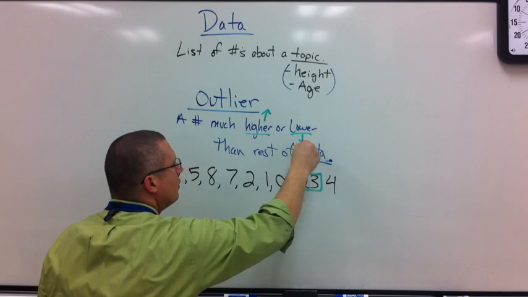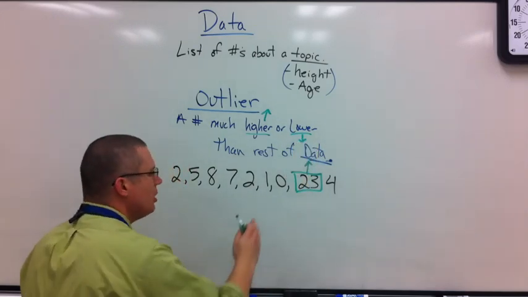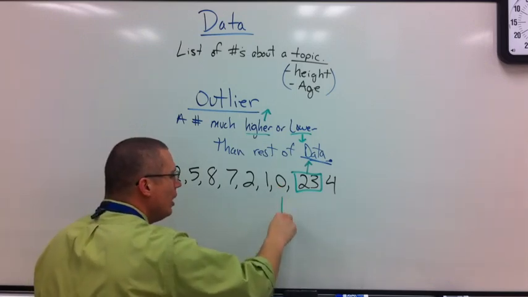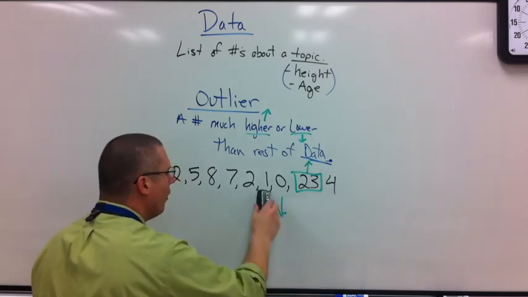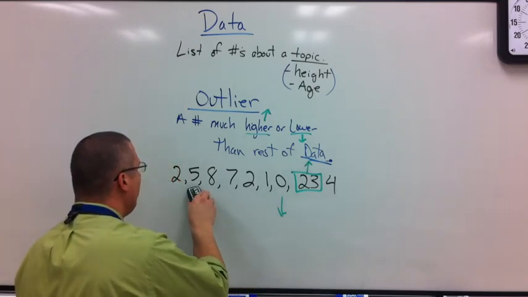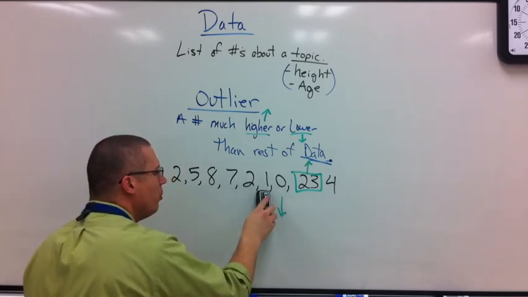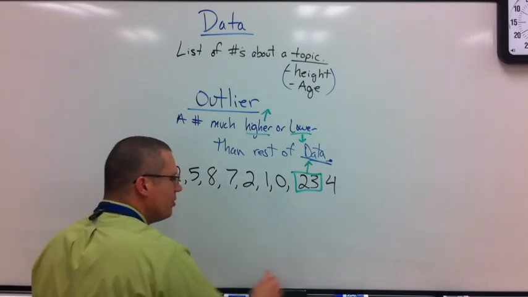or lower. It's not asking for the highest and lowest, because if I would go here and say, oh, 0 is an outlier too, it's very low. Yeah, but look at the rest of the data. 4, 1, 2, 7, 8, 5, 2. Is 0 really that much different than 1, 2, or 4, or 2, or 5? The answer is no, it's not.